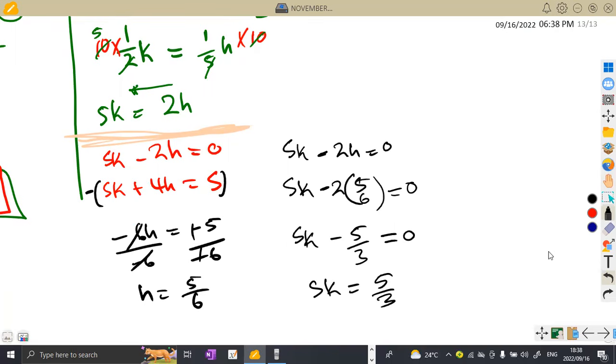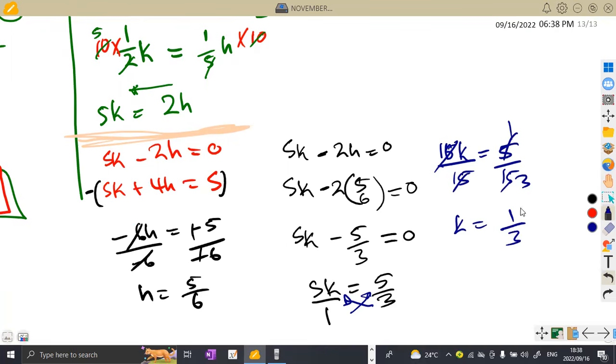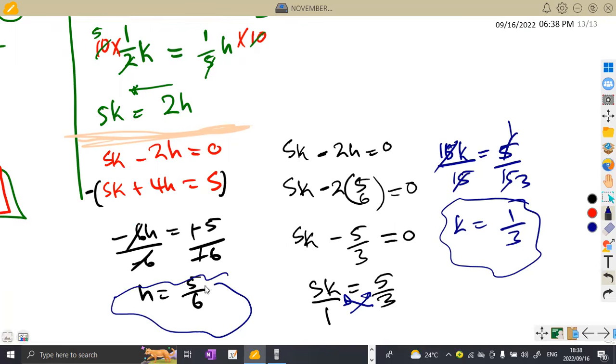So what do I do to solve for k? Yes, you can cross multiply, it's fine. You can cross multiply here by 3, that's 15. So it's going to be 15k is equal to 1 times 5, which is 5. You can divide by 15 both sides. So your k is going to be 1 over 3. So here I used the longest way, guys. Anyway, there are so many ways that you can use. So this is your h, this is your k that we got.